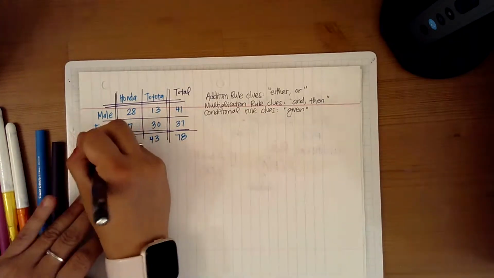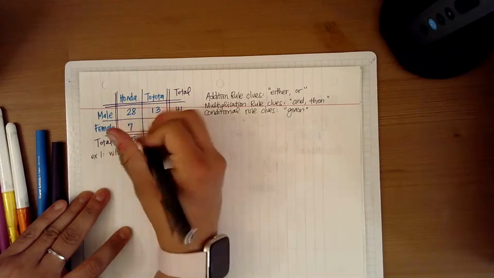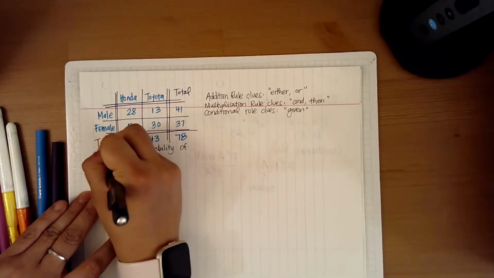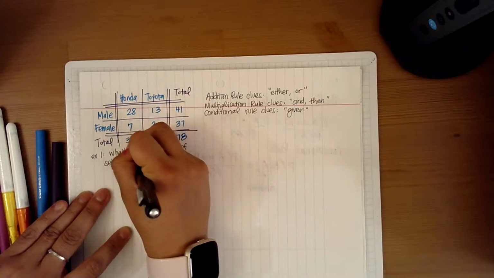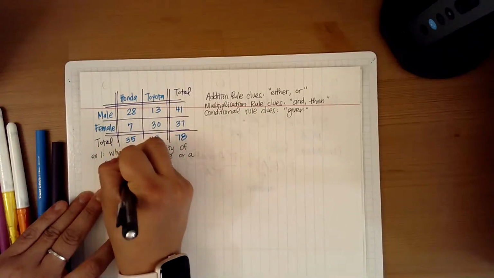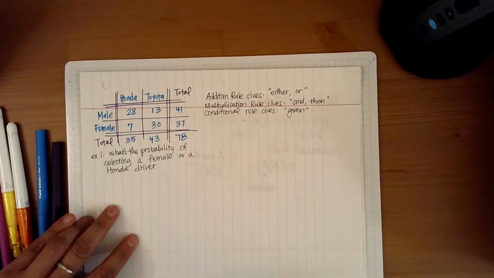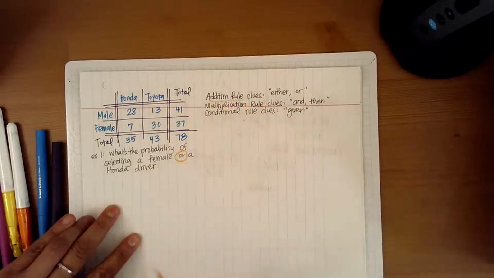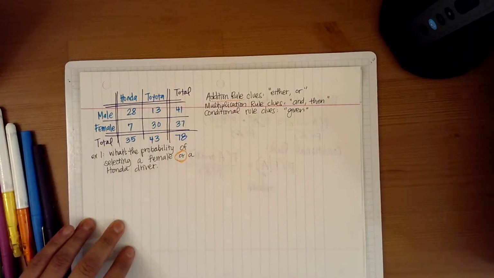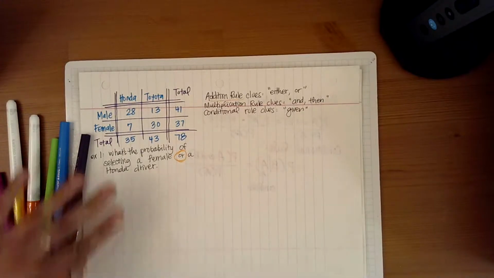Let's start with our first example. Example number 1 says, what's the probability of selecting a female or a Honda driver? The very first thing we're going to do is search for those context clues. The word or means addition, so we're going to use that rule. What's the rule? The addition rule. I'll put that in. Do I have orange? I do. Let's see how my orange looks on the screen.